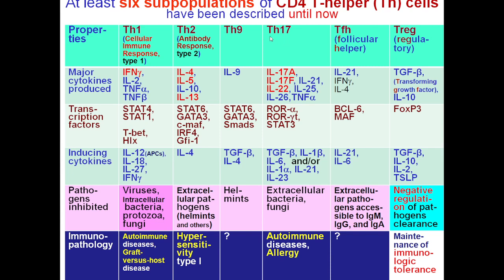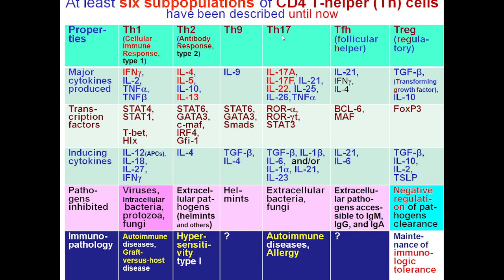The next, T helper 17. T helper 17 is a matured form of helper that produces interleukin 17A, interleukin 17F, and interleukin 22, and in addition interleukin 21, 25, 26, and tumor necrosis factor. Of course, cytokines shown in red color are prevalent.